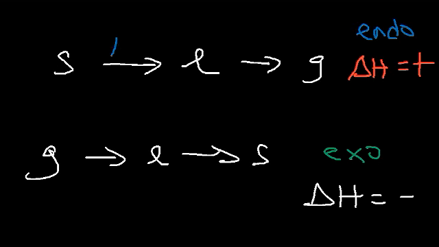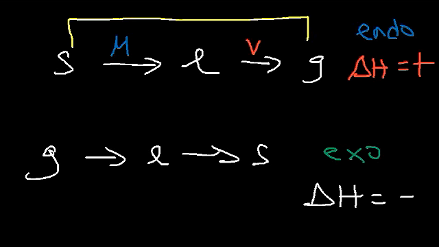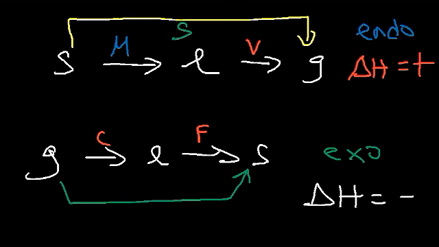So, solid to liquid, we said it's melting. Liquid to gas, vaporization. And going directly from a solid to a gas, this is sublimation. Now, gas to liquid, that's condensation. Liquid to solid is freezing. And gas directly to solid is deposition. All of those three processes are exothermic.